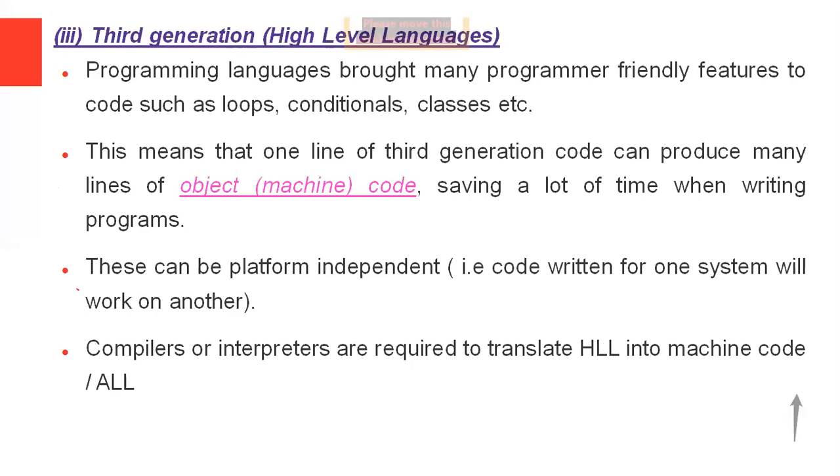Okay, and now the third generation languages. Here the third generation programming languages brought many programmer friendly features to code such as loops, conditionals, and classes. The third generation language is also known as a high level language. Programmer friendly features means the programmer can write a program in the English language. So that is the high level language.